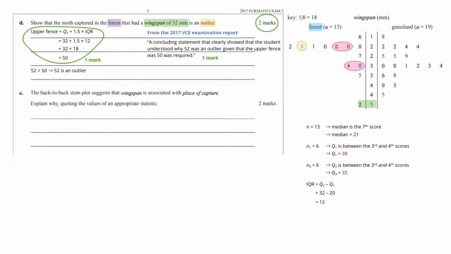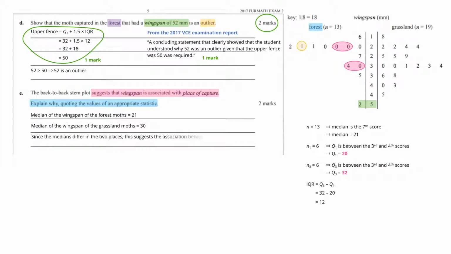Part E. The back-to-back stem plot suggests that wingspan is associated with place of capture. Explain why, quoting the values of an appropriate statistic. The appropriate statistic here is the median. So the median of the wingspan of the forest moths is 21. The median of the wingspan of the grassland moths is 30. Since the medians differ in the two places, this suggests the association between the two variables.